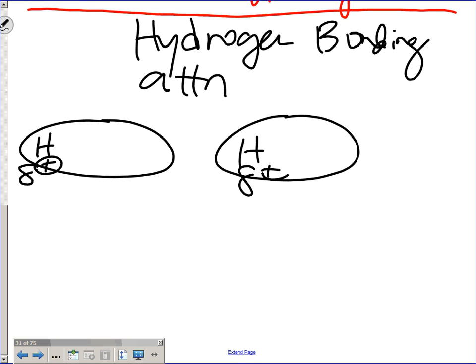Partial positive, but the thing it's attached to can be three different atoms, and what are they? Fluorine, oxygen, or nitrogen. So it's one of these, and that's all. It's not all three. It's one of these. Hydrogen attached to fluorine, to oxygen, or nitrogen. And I'm giving a really simplistic example. These could definitely be bigger molecules.